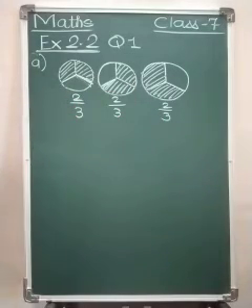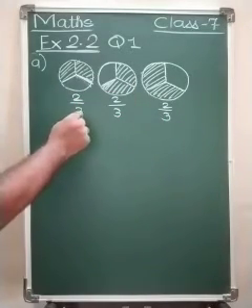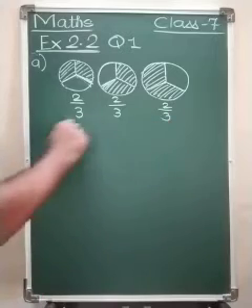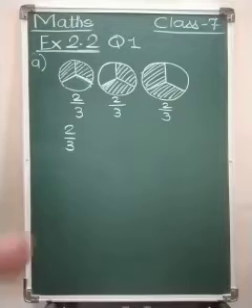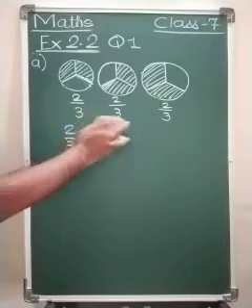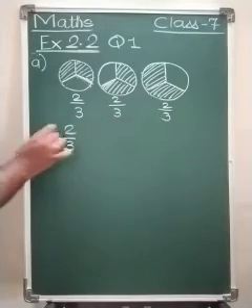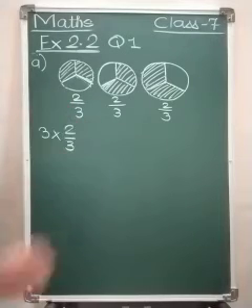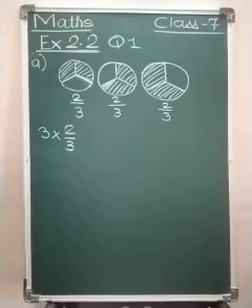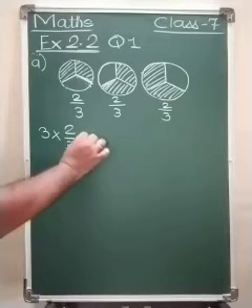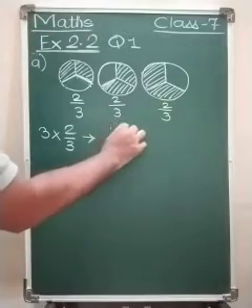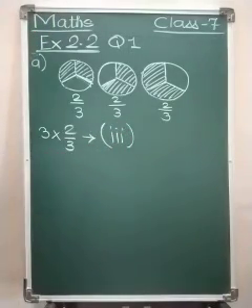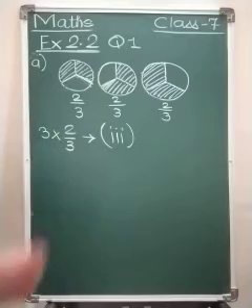So how many fractions are there? 1, 2, 3. What is the fraction? 2 upon 3. And how many times are they added or multiplied? 1, 2, 3. So 3 multiplied by 2 upon 3. This figure A, in your textbook, I think it will be the third option. You will have to open up the textbook. I will send you a photograph of this page also.